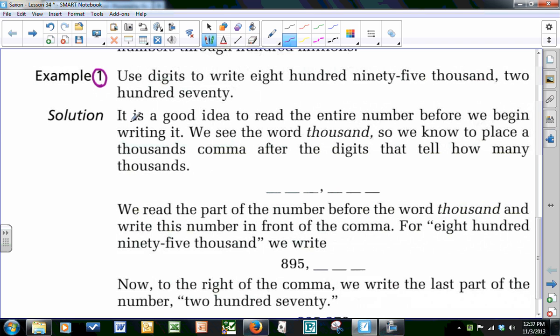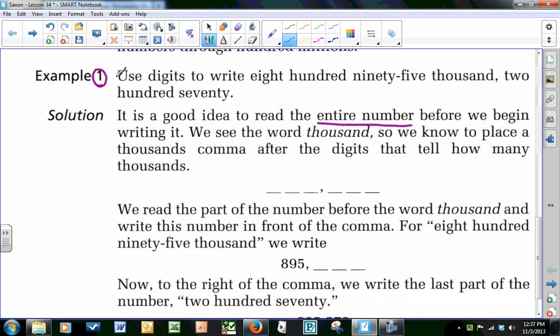Look, they even give you that right here. They say it is a good idea to read the entire number before we begin writing it. So don't be so quick with your pencil. Slow down, do real reading, stop and think, metacognition, so you can get it right the first time. You actually save yourself more time if you slow down at the beginning and get it right the first time than if you rush through it, miss it, and have to keep correcting over and over again. So it seems like you're going slow, but you're actually saving time.